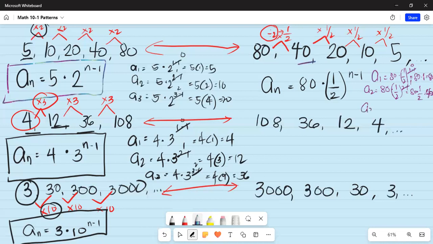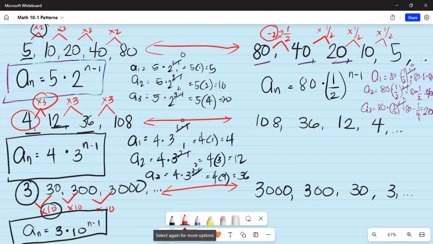And finally, for a sub 3, that becomes 80 times 1 half raised to 3 minus 1, that's squared. So when you do this, that becomes 80 times 1 over 4, because you need to distribute your exponent to your numerator and denominator. So this is also the same as 80 divided by 4, and that is 20. There you go. So once you've got the first three terms, you are already secure of your formula. So you got the pattern.